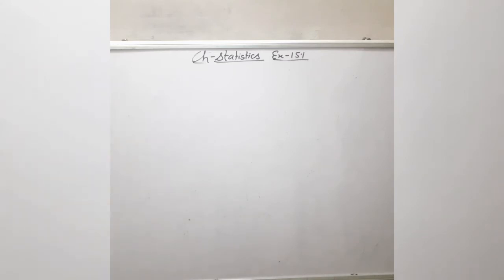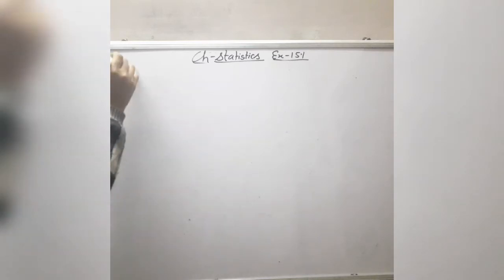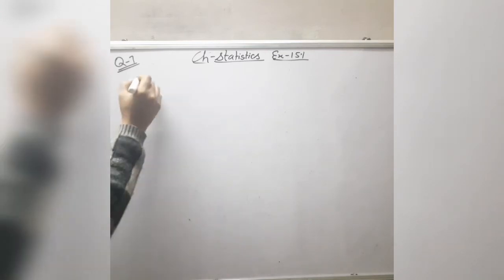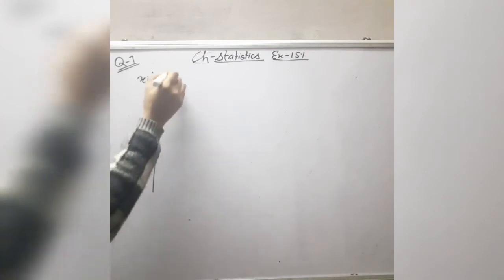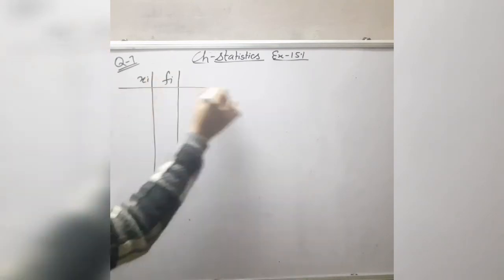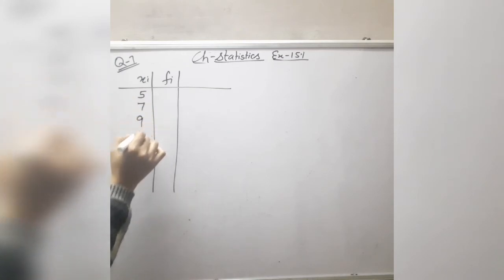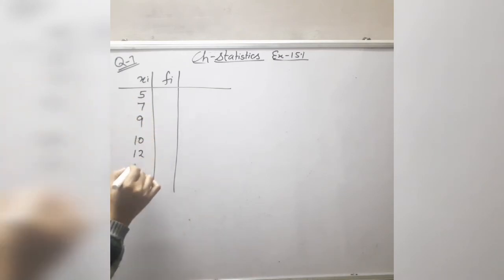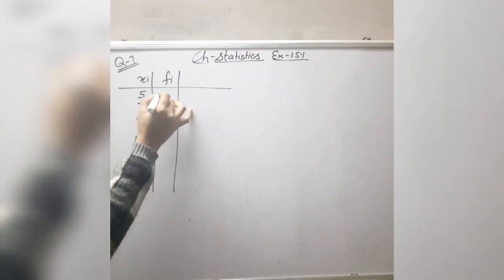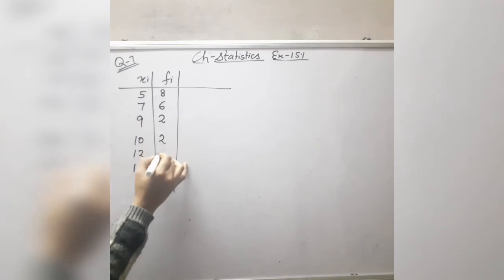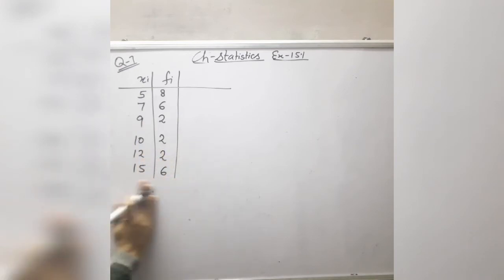Now I am explaining the next question, question number 7. In question number 7, find the mean deviation about median. Again, fi and xi are given to you, but now we will calculate the mean deviation about median. So firstly we will make the two given columns, fi and xi. Xi is given to you as 5, 7, 9, 10, 12, 15, and fi is given as 8, 6, 2, 2, again 2, and then 6.